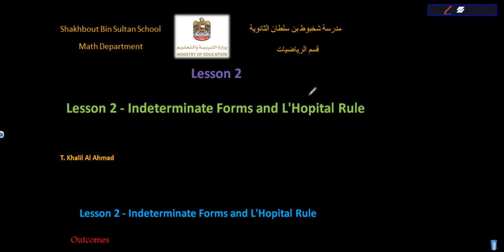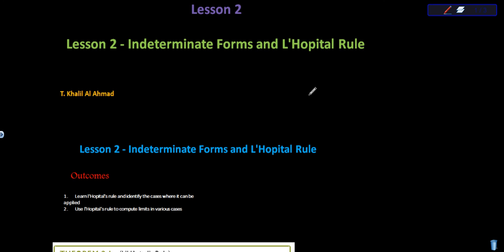But now we concentrate on just two main cases: infinity over infinity and 0 over 0. This is our lesson today. The outcomes for our lesson today: first, learn L'Hopital's rule and identify the cases where it can be applied. The second goal is to use L'Hopital's rule to compute limits in various cases.